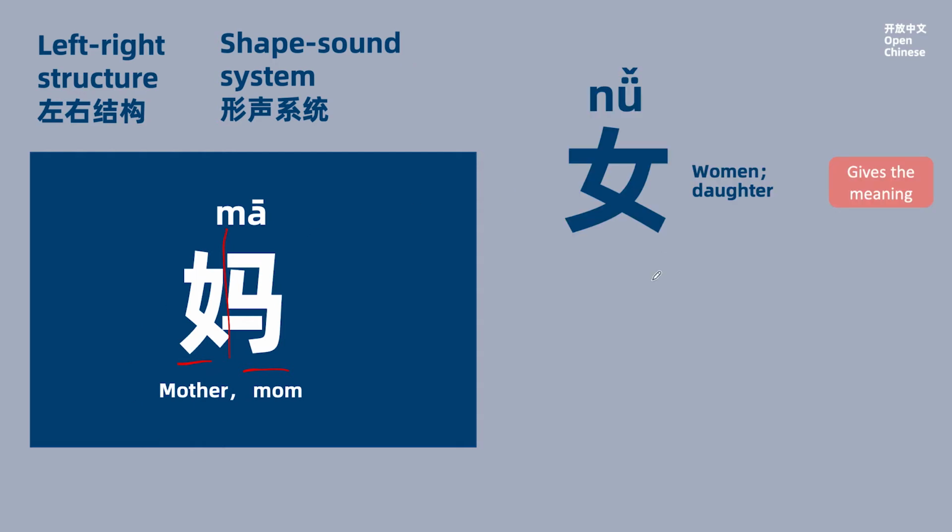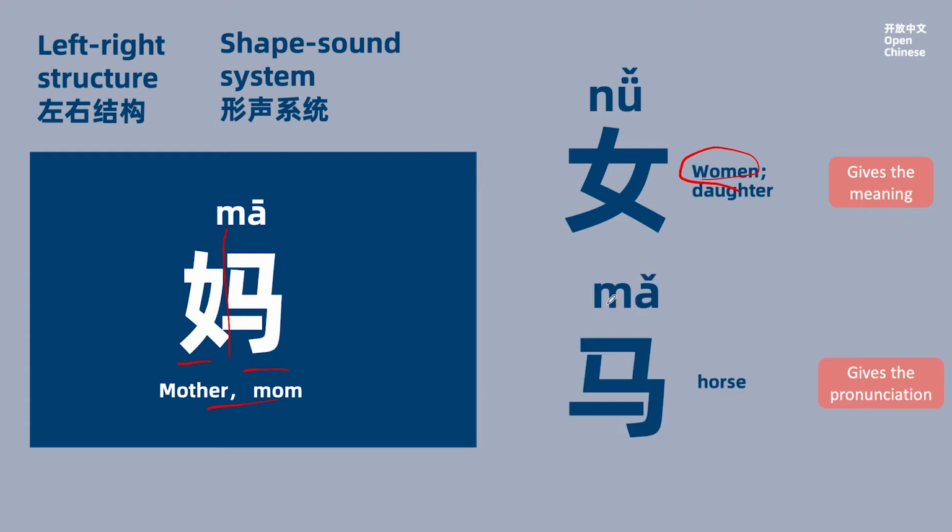The left part is 女, meaning woman or daughter. It gives the meaning to mother, right? Makes sense, right? Mother is a woman. We probably might have male mothers in the future, but for the ancient word makers, mothers are usually women. Okay, so 女, this part gives the meaning of this character, mother.